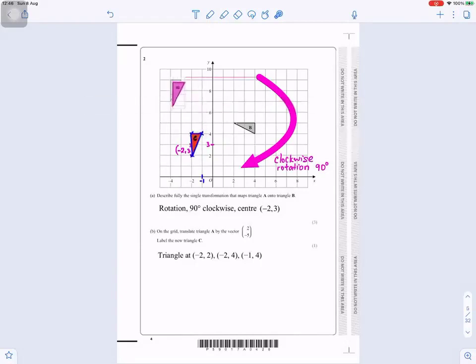Let's go back and do that again. 2 to the right, 1, 2, and 5 down. 1, 2, 3, 4, 5. That's what you do. And you will end up at this here, where it will be minus 2, 2, minus 2, 4, minus 1, 4. So that will be the new coordinates that your triangle will be at.